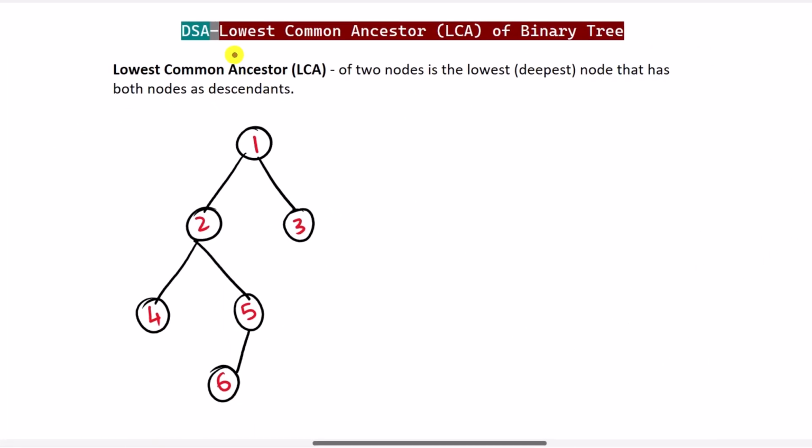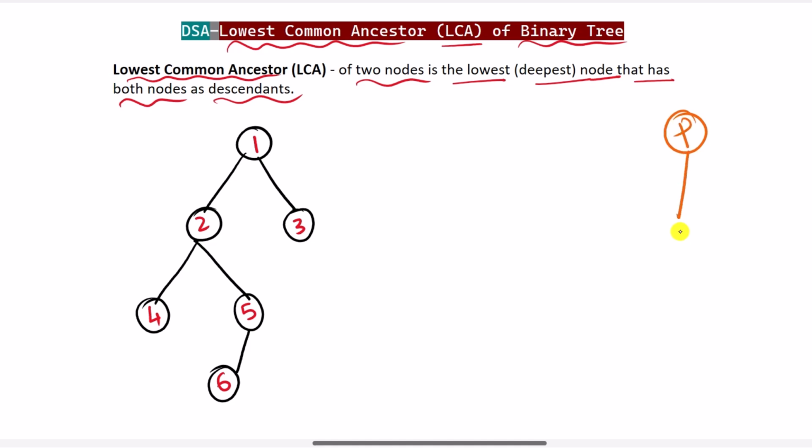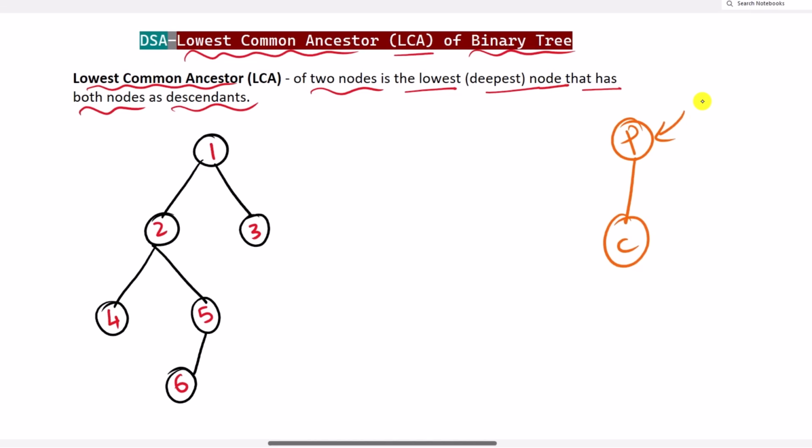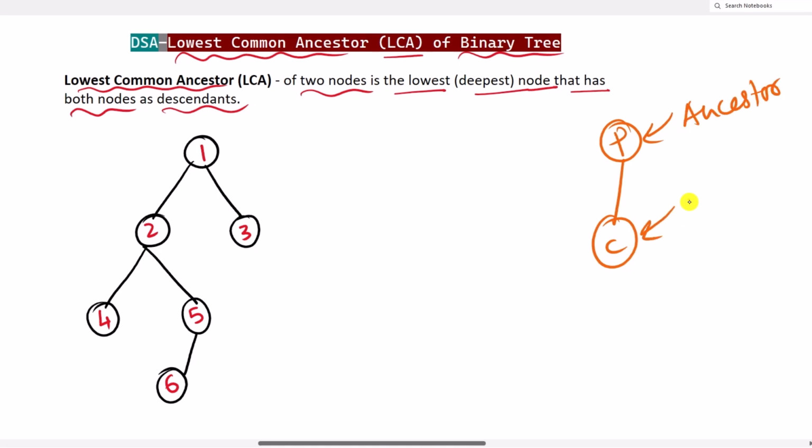So let's just talk about the lowest common ancestor, or LCA, of a binary tree. The lowest common ancestor of two nodes is the lowest, or the deepest, node that has both the nodes as descendants. As we know, suppose we have a parent node and a child node. In this case, this will be the ancestor and this will be the descendant.